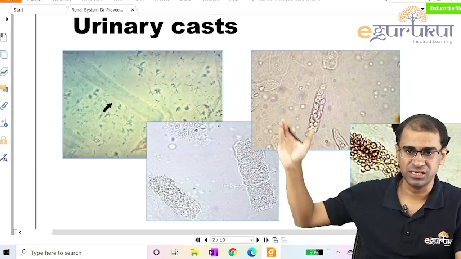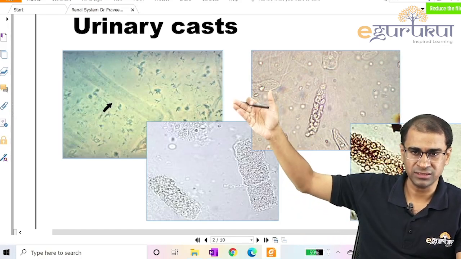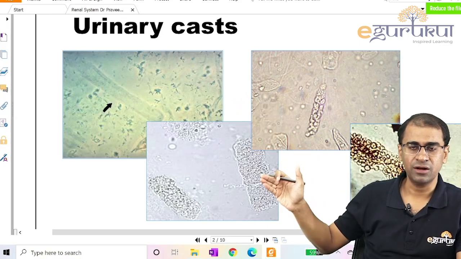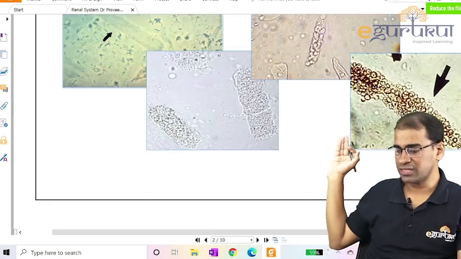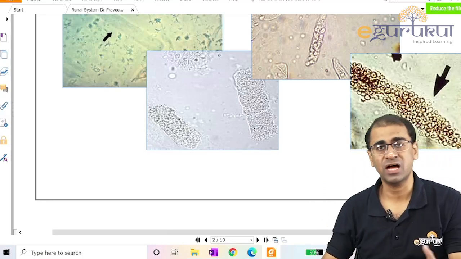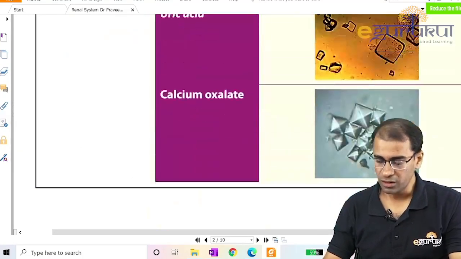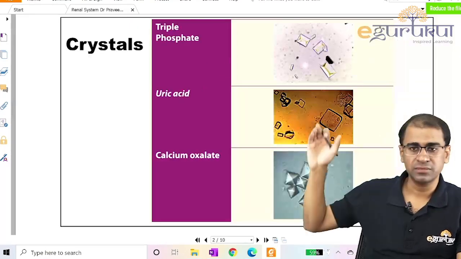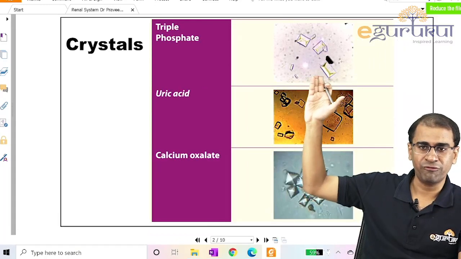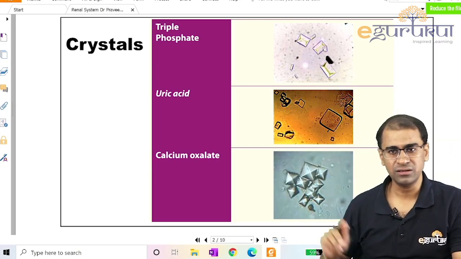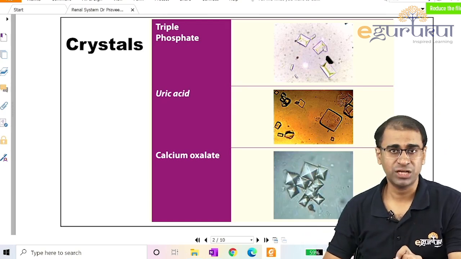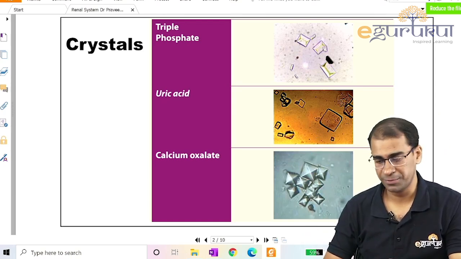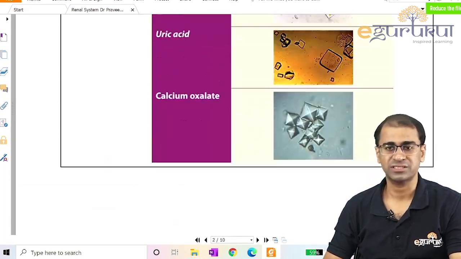In this image you can see first of all a hyaline cast, this is a granular cast, this one is a WBC cast, and this has an RBC inside it and hence becomes an RBC cast. You can also see crystals. This is the triple phosphate coffin lid appearing crystal, a uric acid crystal, and this is an envelope shaped calcium oxalate crystal.